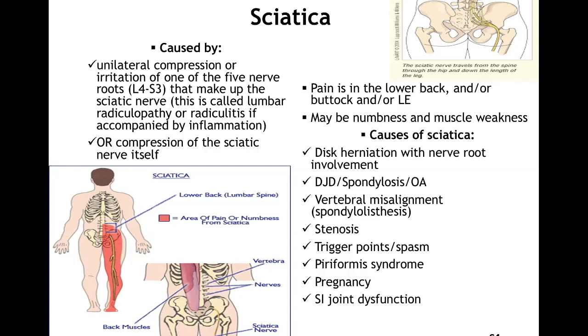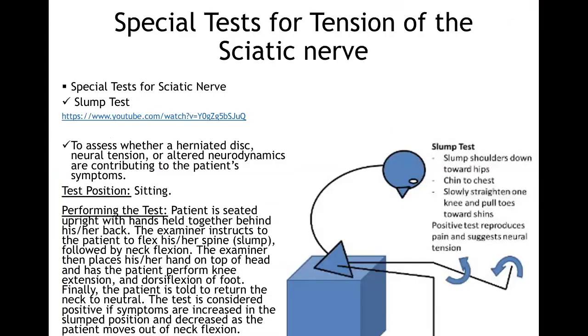Okay, so we have a special test for sciatica. Performing the test, this is the long description of the test. This on the right here, it's called a slump test. It is basically the test to see if the patient is positive for sciatica. So if you want to try this on your own, you slump your shoulders down towards your hip, you bring your chin towards your chest, you slowly straighten one knee and you pull your toes towards your shins or towards your nose, toes towards your nose.